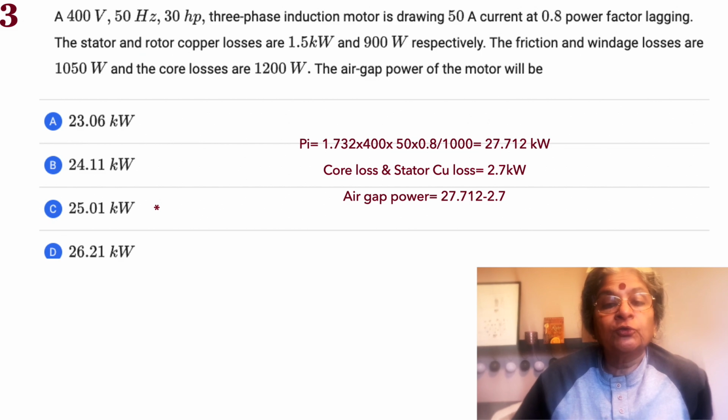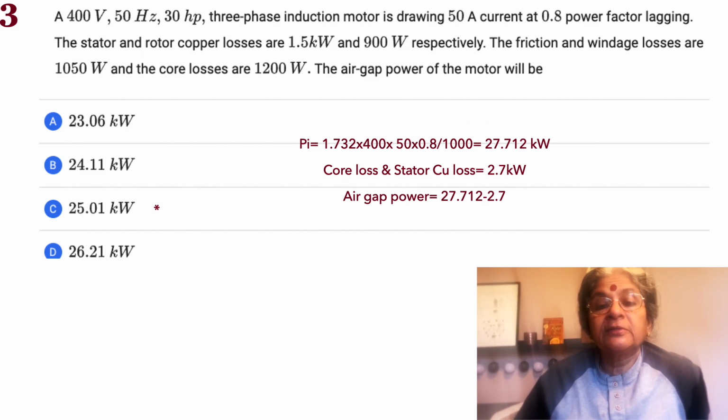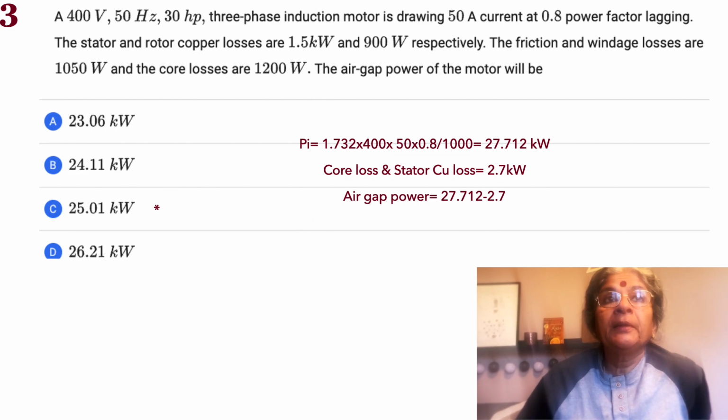The power input is given by √3 VL IL cos phi, divided by 1000 to express it in kilowatts. So we have 27.712 as the input to the machine. Second is core loss. Now what is asked is the air gap power. The air gap power will remove from the input only the core loss as well as the stator copper loss.